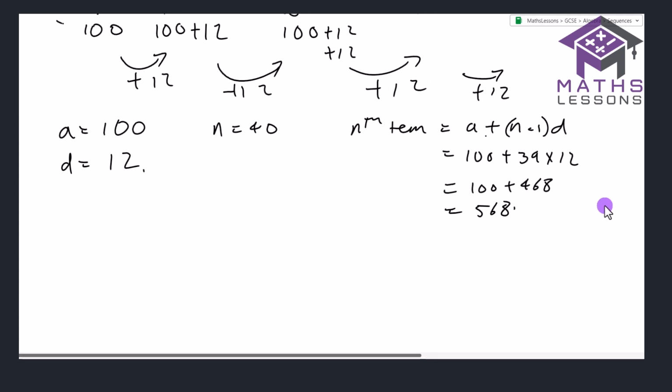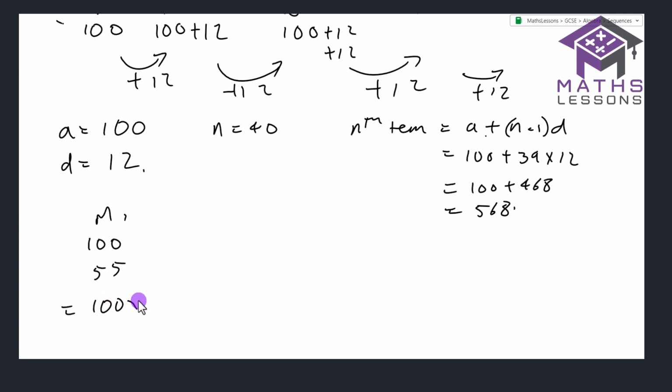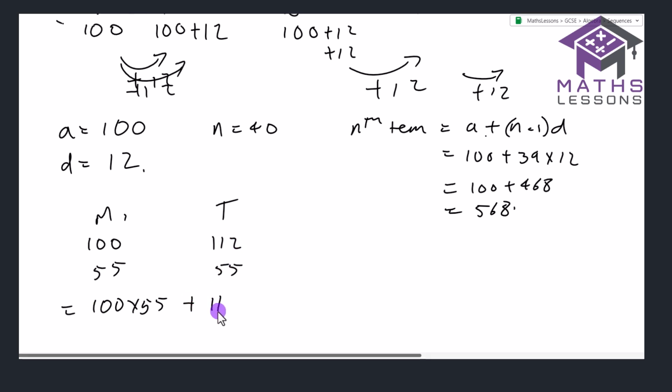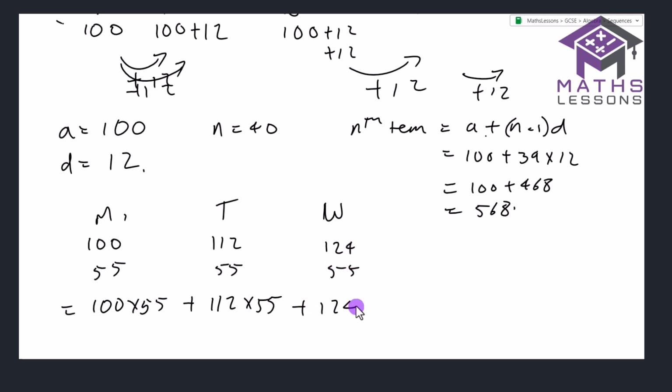If we think about that, on the Monday those 100 employees are each going to be paid £55. So the amount they're going to be paid is 100 times 55. Then on the Tuesday, you're going to have 112 employees also paid £55, and that's going to be added onto our wage bill. So that's equal to 112 times 55. And then on the Wednesday, you're going to have 124 times 55, and that's added onto our wage bill.